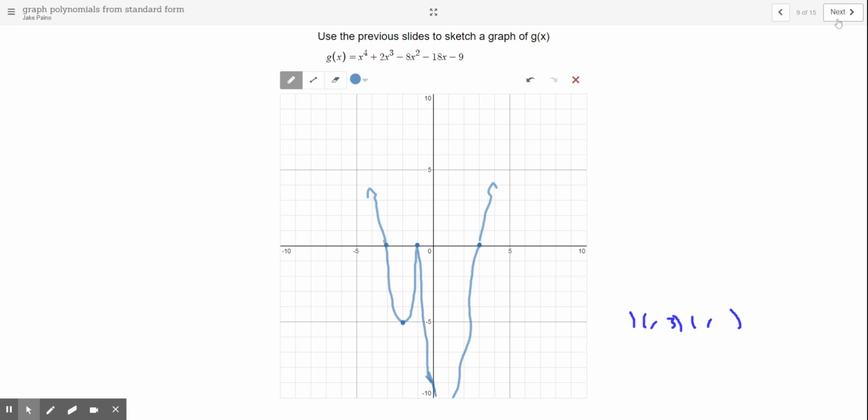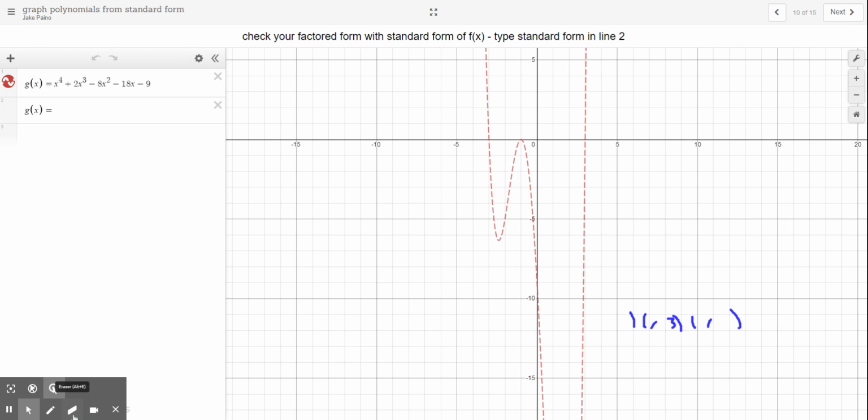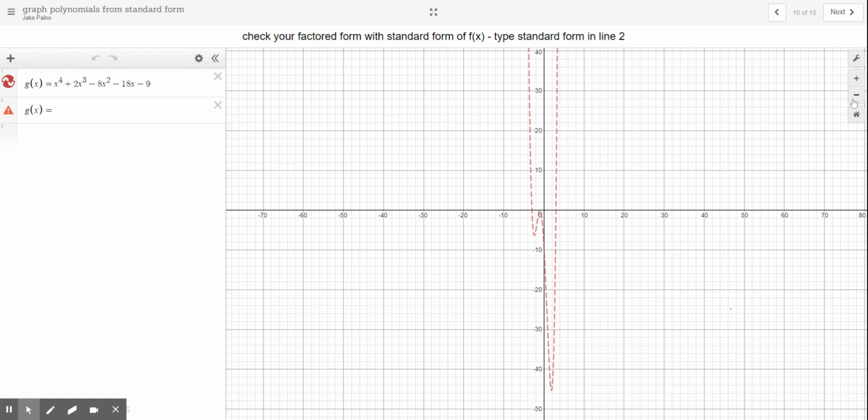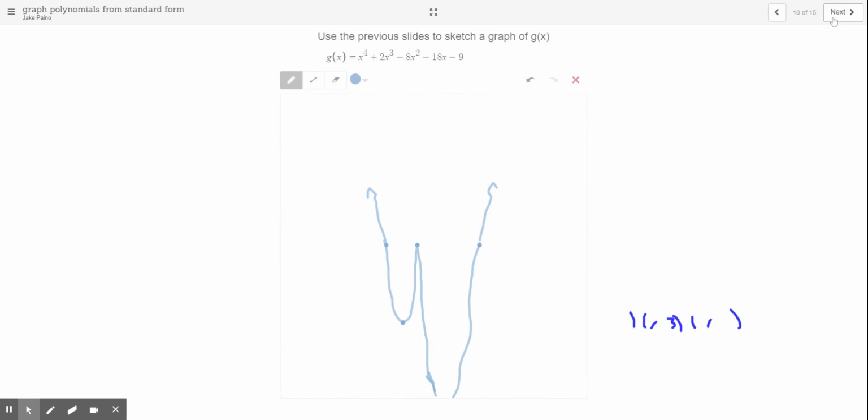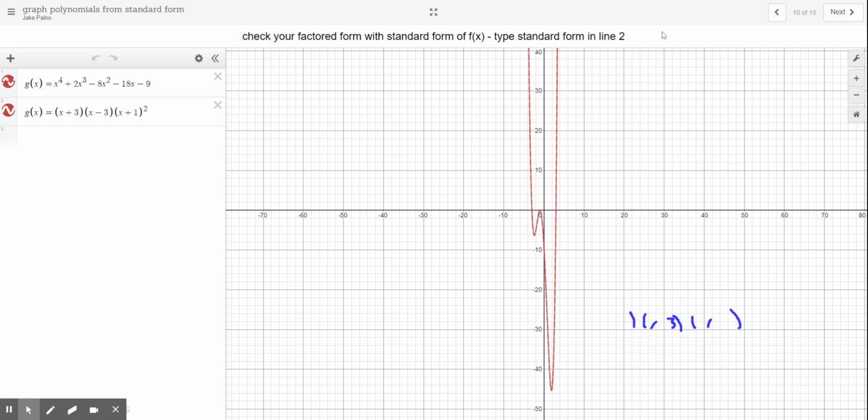Let's see what it actually looks like. You can see that my sketch is pretty right on. See how low it goes. If I could zoom out, see how low it goes. So if I type it in factored form, I had x plus 3, I had x minus 3, and then I had x plus 1 squared. So you can confirm I factored it correctly. My sketch was pretty good. It looked very similar. Look at mine, look at the real one here. Pretty darn close.